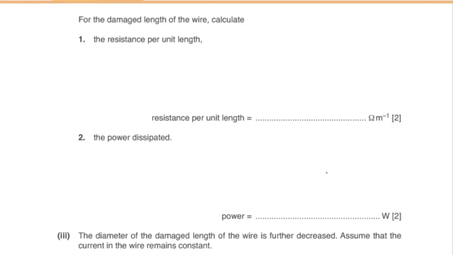Part 2, for the damaged length of the wire, calculate the resistance per unit length. So resistance is equal to resistivity times length divided by cross-sectional area, where the resistance and the length of both the wires remain the same. So we can take resistivity by cross-sectional area equals resistivity by cross-sectional area, where this is at X and X, this is Y and Y.